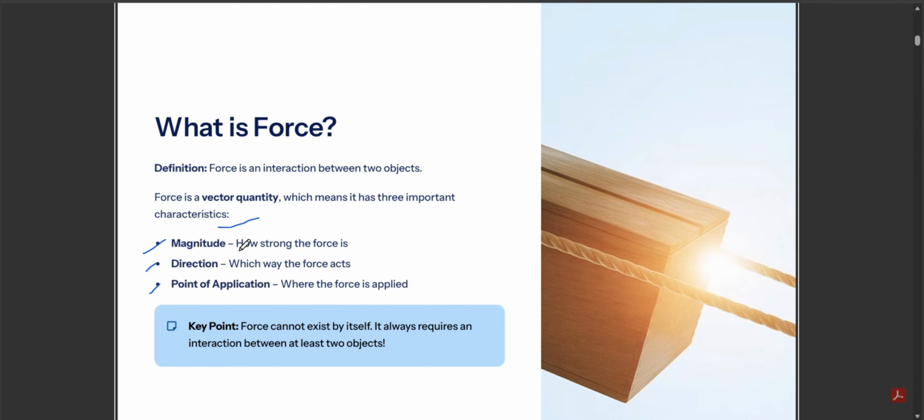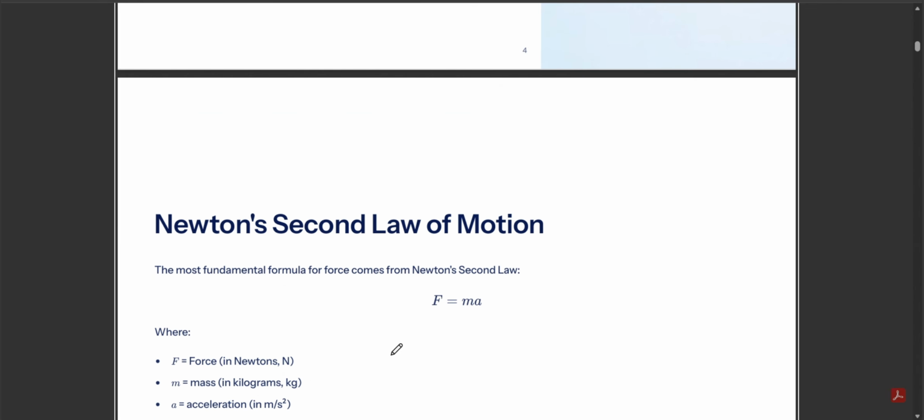So what is magnitude? How strong the force is. Direction is which way the force acts, and point of application is where the force is applied. And what are the key points of this? A force cannot exist by itself. It always requires an interaction between at least two objects. Okay, remember these key points.